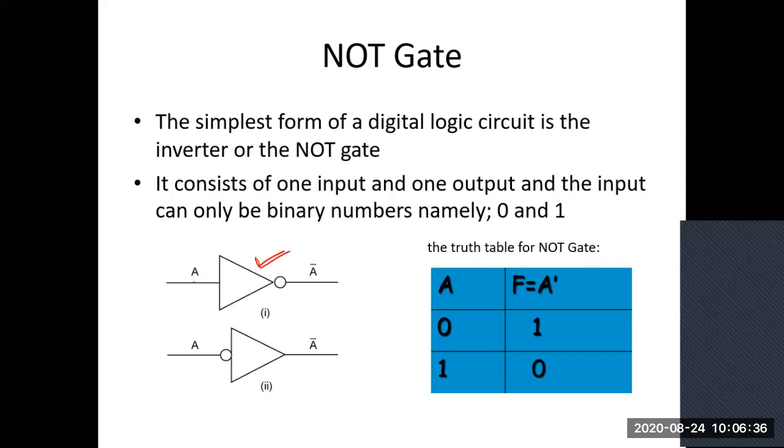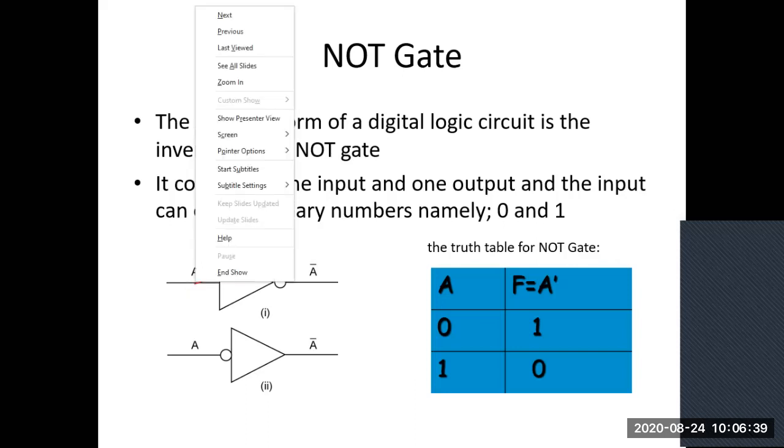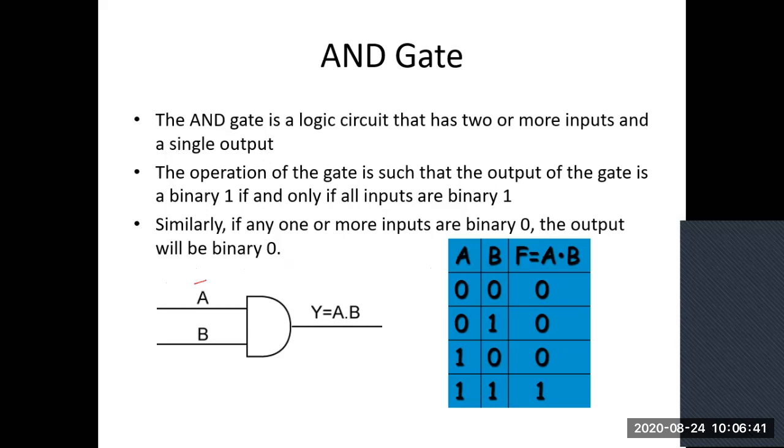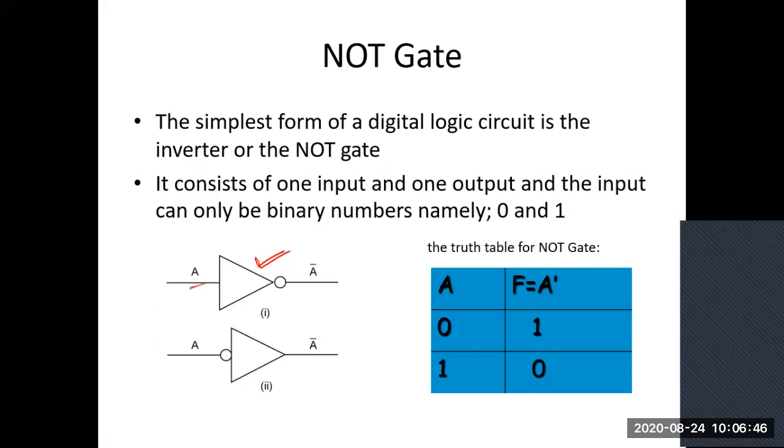Whenever we give A as our unary input, I am getting A bar as my output. If I write the truth table, meaning all the combinations of inputs, then if I give 0, complemented, I will receive 1 at the output, and if I give 1, I will receive 0 at the output.